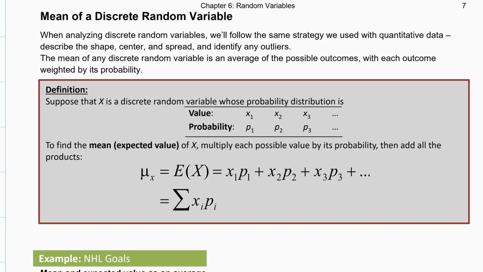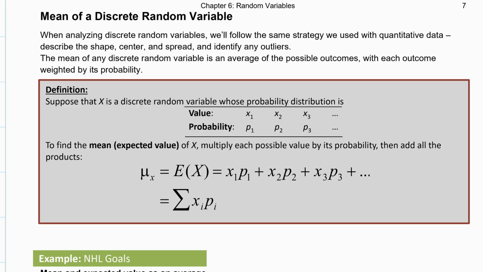This is a recording of the second half of the 6-1 lecture. We'll be focusing on the mean and the standard deviation of a discrete random variable, and we'll do a little bit of definitional work having to do with continuous random variables. We'll start with the mean of a discrete random variable.